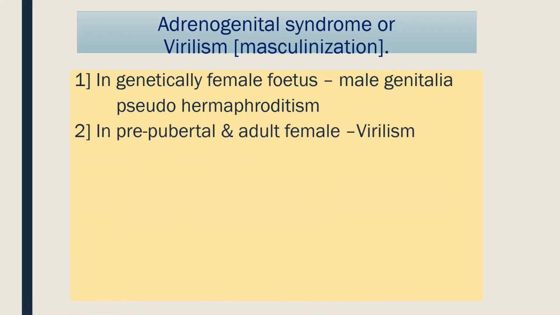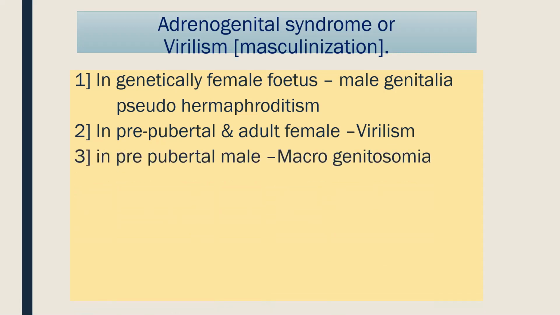Next, if this expresses itself in a prepubertal female or an adult female, there are features of virilism. What is virilism? Virilism is any male secondary sexual characteristic appearing in a female. It could be the appearance of a beard, the deepness of the voice, and other things, but I won't explain in detail. So the problem of 21 hydroxylase deficiency is congenital, but it will express itself at different times.